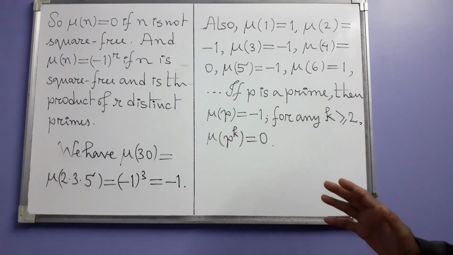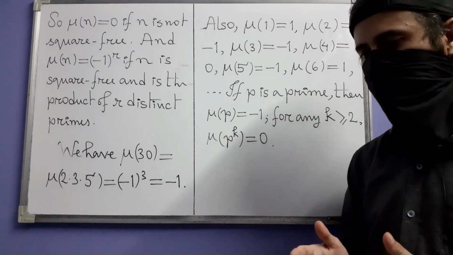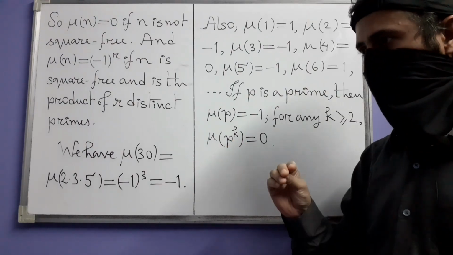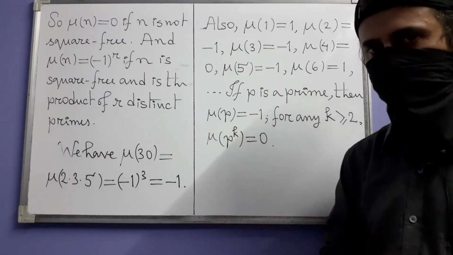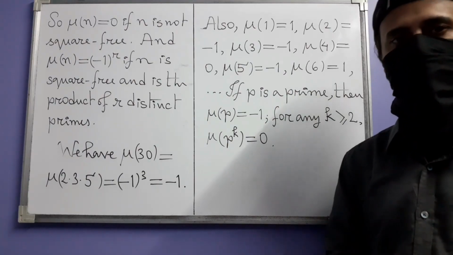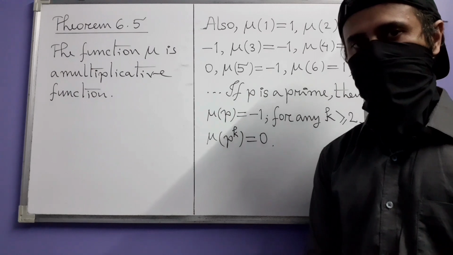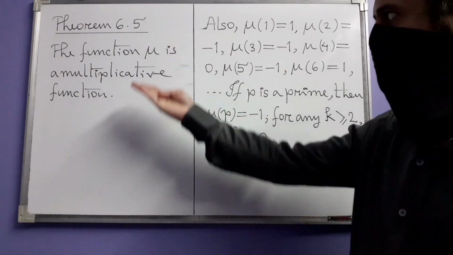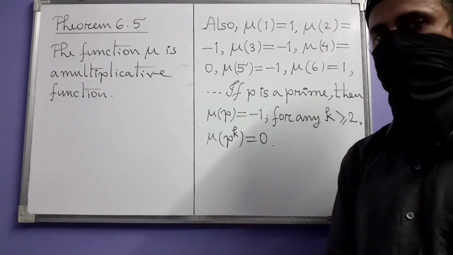Now next we are going to see something that is not exactly obvious, but that we have been seeing for quite some time now: the functions we are considering, all these sigma, tau and other variants of these functions, have all been multiplicative functions. Mu is also a multiplicative function. That's what we are going to see next. That result is theorem 6.5. And the statement is just that: the function mu is a multiplicative function. Let us now prove this.